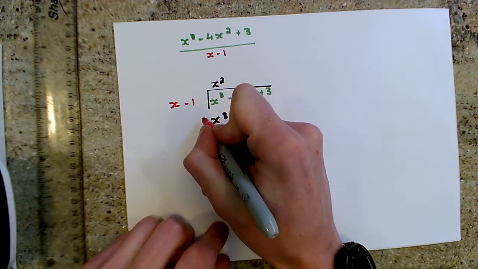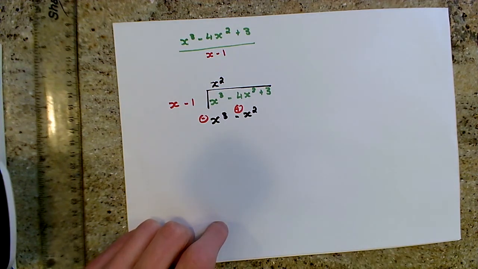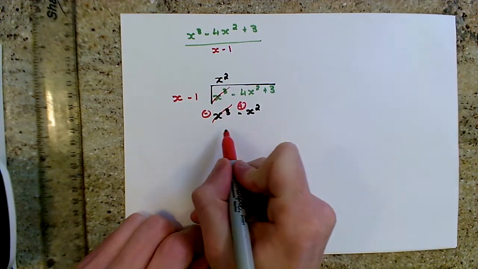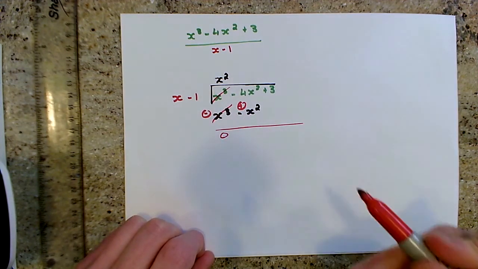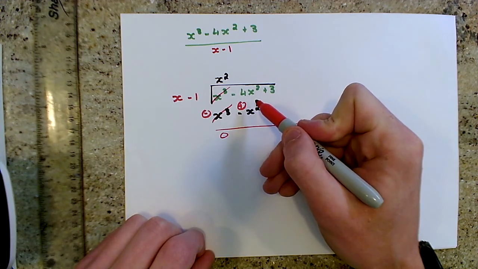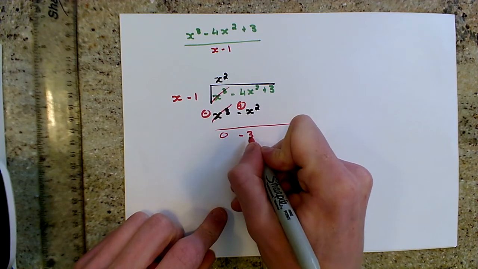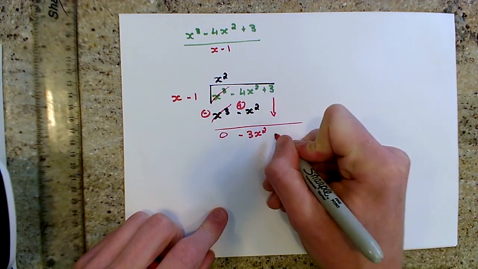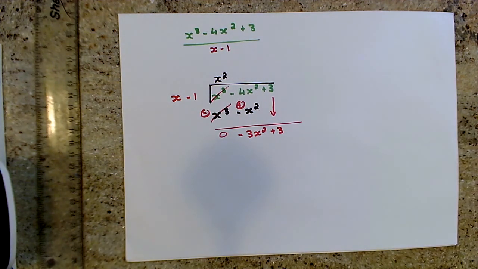Well, I change the signs of this line here. If it was a positive, it's now a negative, and vice versa. So x cubed minus x cubed cancels, gives me a remainder of 0 as such. And then I have minus 4x squared plus 1x squared. Well, that gives me minus 3x squared. I bring down my plus 3 and I start the process once more.